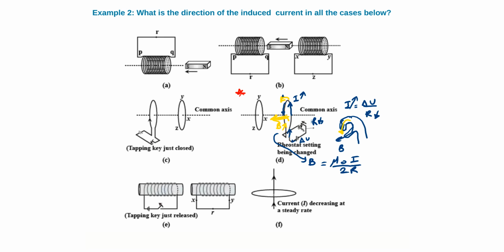So B is increasing. B is to the left, flux is to the left. That B goes through this loop as well, right? There's a flux because of that B through this loop. B increases, flux increases through it. Flux increases through it, the loop will not like it. It will generate a background magnetic field in the opposite direction. So we'll have a B induced through this loop to the right, right?